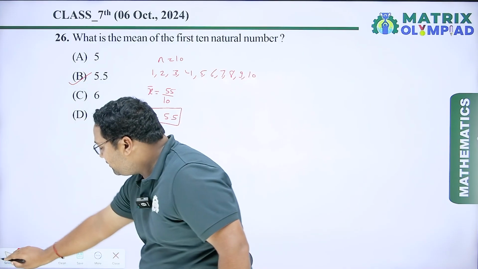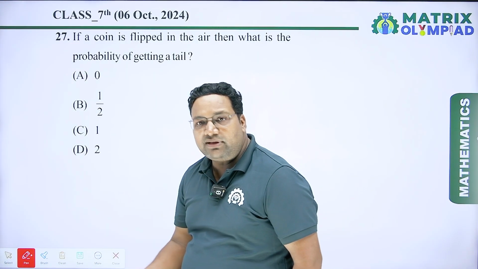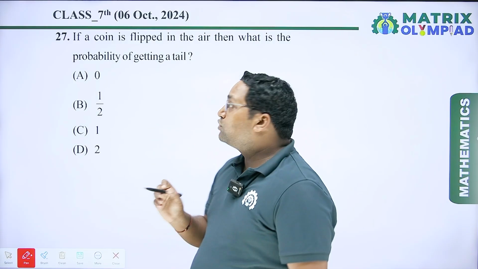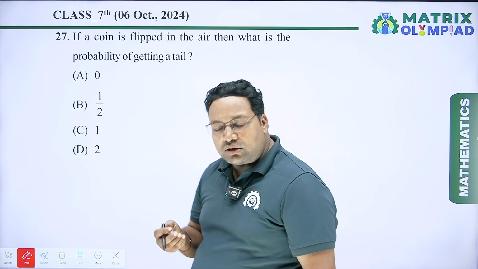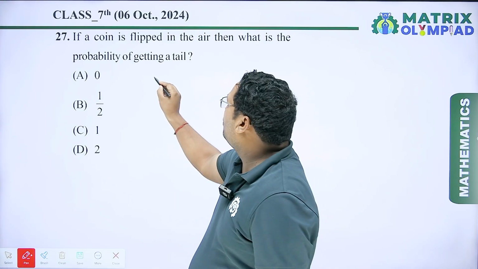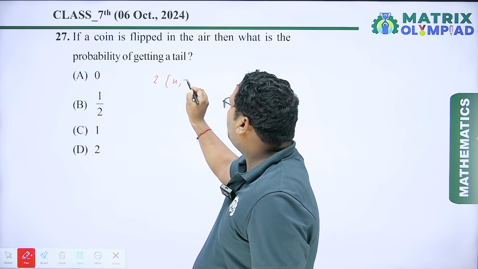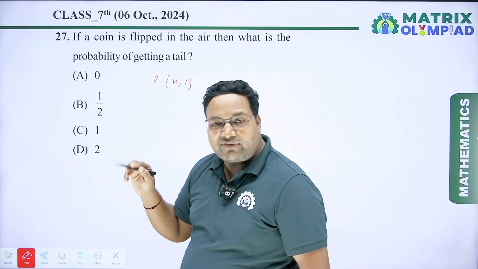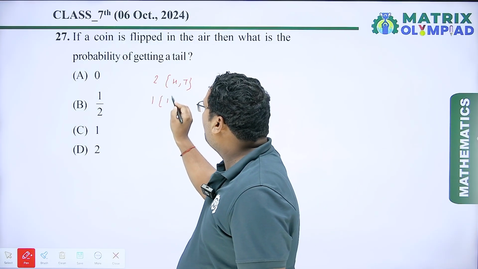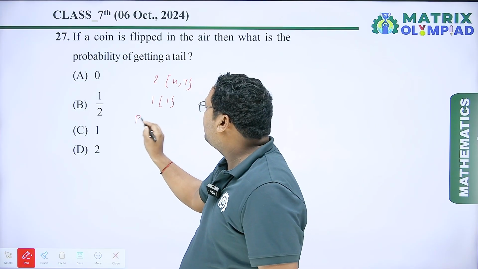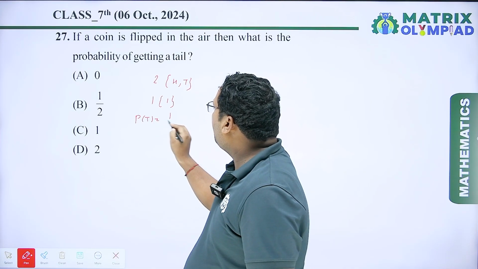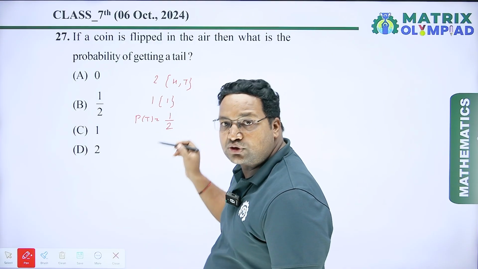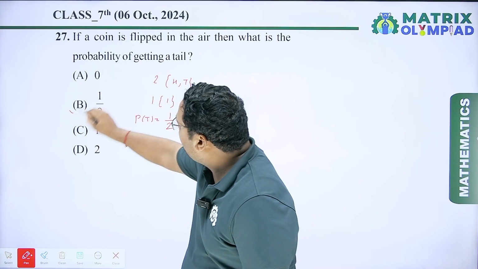Next, moving to the next question. Now, question number 27: if a coin is flipped in the air, what is the probability of getting a tail? So if a coin is flipped or tossed, then the total outcomes are 2, head or tail. The probability is of getting a tail, so favorable outcomes is only 1. So the probability of getting tail is favorable outcomes upon total outcomes. Here favorable outcomes is 1 and total outcomes is 2. So probability is 1 by 2. So correct option is B.